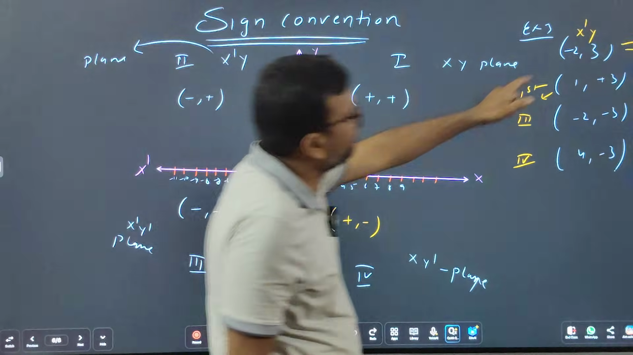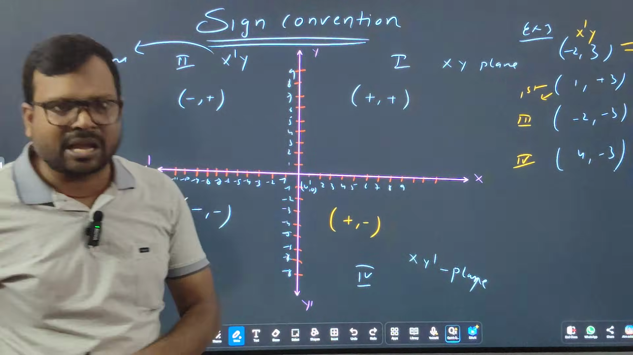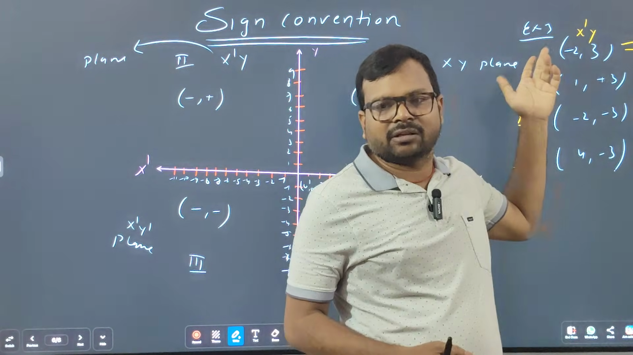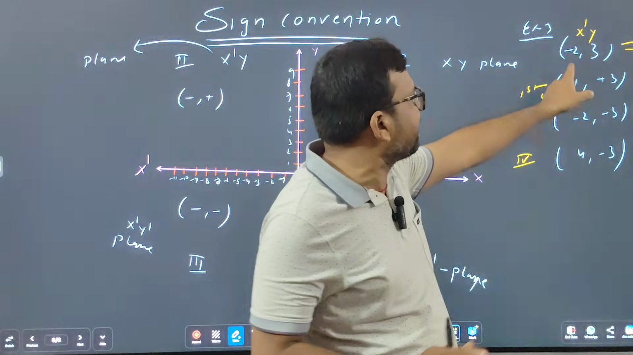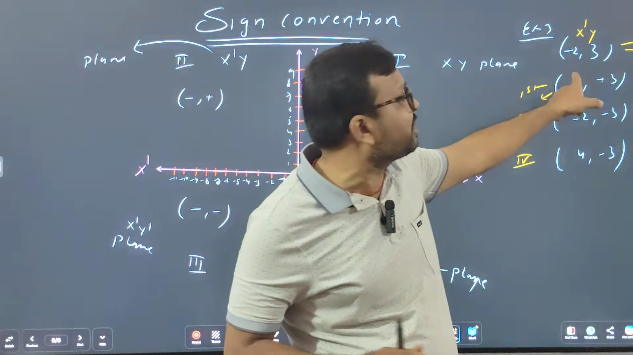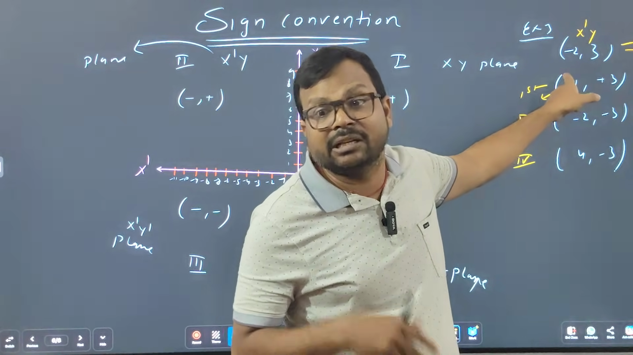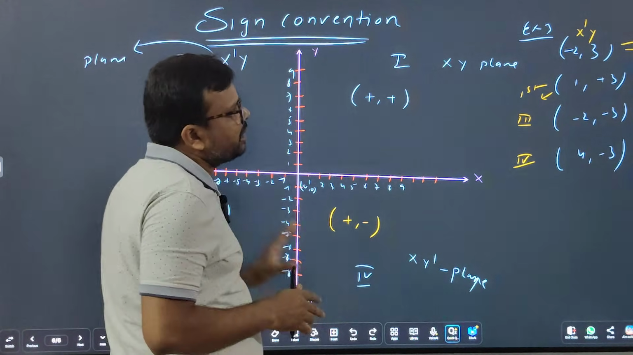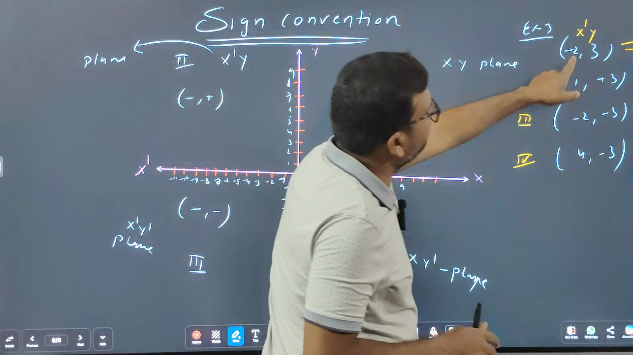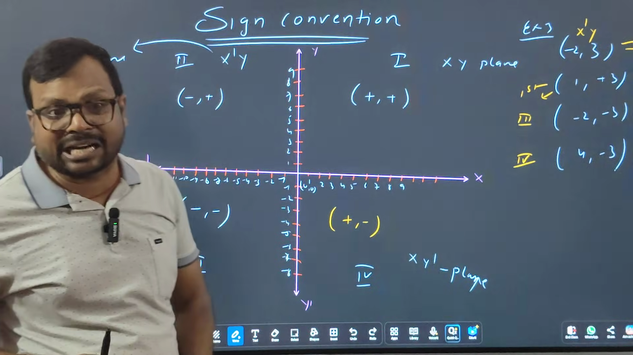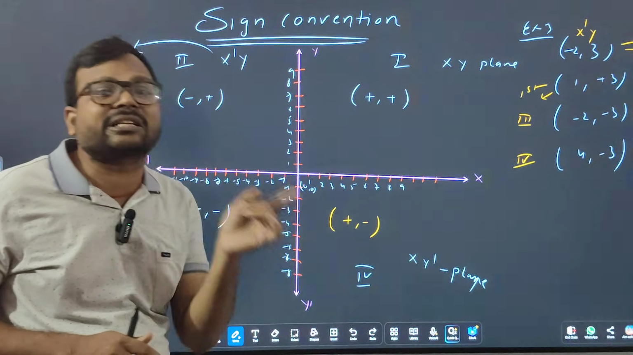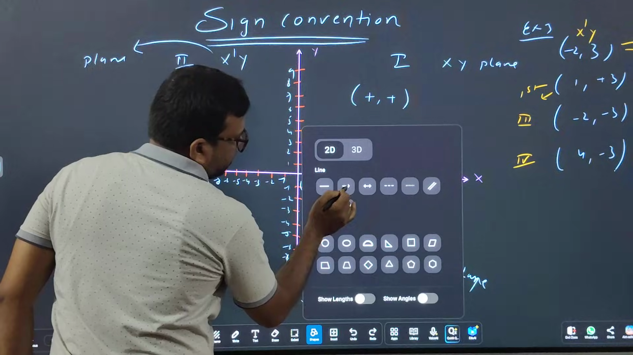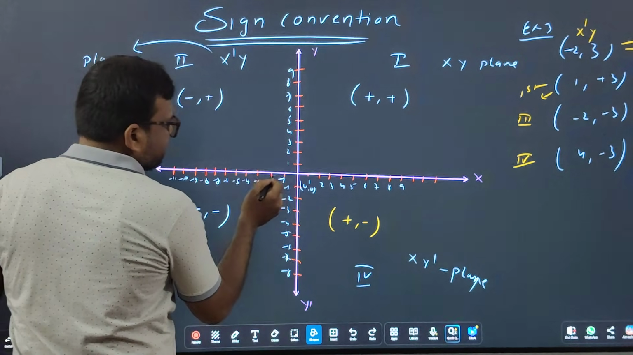Now try to plot the point minus 2, 3. At first you have to know in which quadrant it will lie. You can easily identify it: the second quadrant. So now move to the second quadrant and try to plot this point. We have to move minus 2 units, that means 2 units in the negative direction of the x-axis.